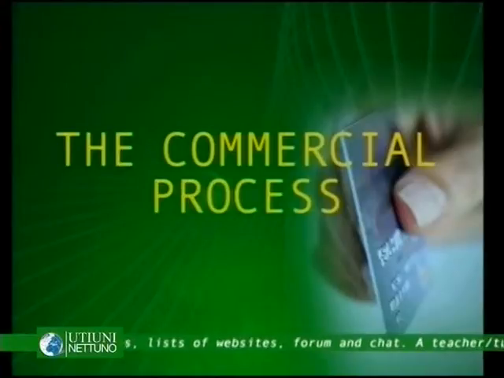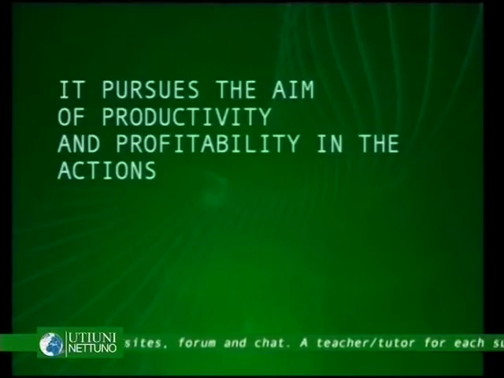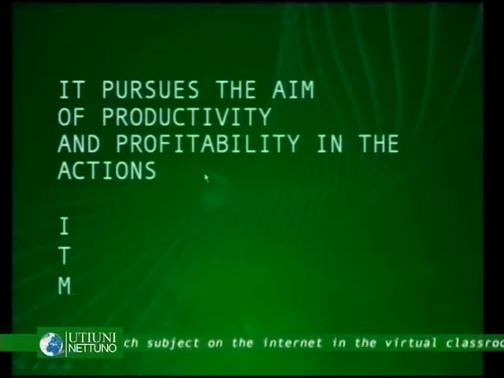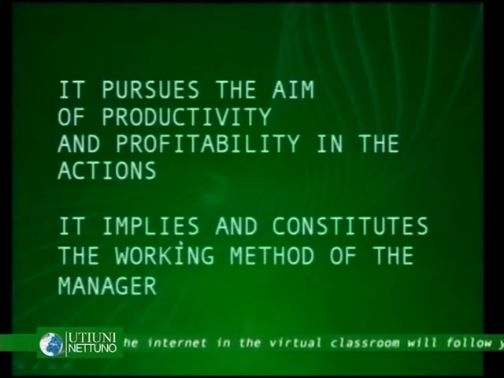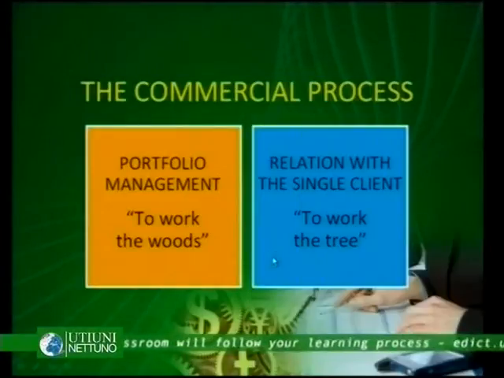The commercial process. The commercial process pursues the aim of productivity and profitability in the actions. It implies and constitutes the working method of the manager. The commercial process has two different kinds of approach: portfolio management, that is like working the woods, and relationship with a single client, that is working the tree.